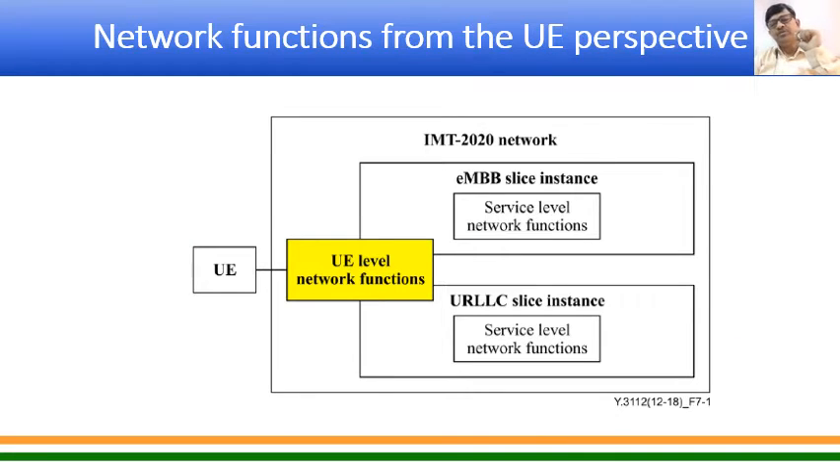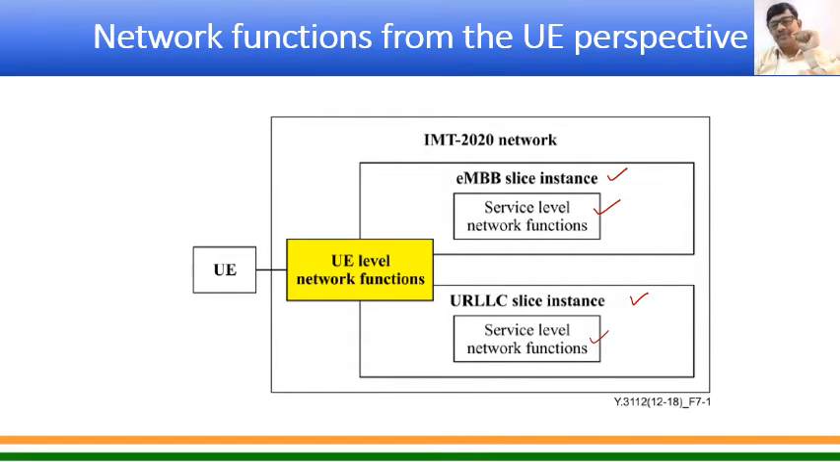So the same document also gives how it can be implemented. In this particular picture, what they are trying to show is that in every slice, suppose an eMBB slice instance, there will be service level network functions. The network functions required to support the eMBB slice would be inside that slice. Similarly, the URLLC slice instance will have service level network functions which are required to support URLLC. That may be, say, SMF, PCF, and so on.